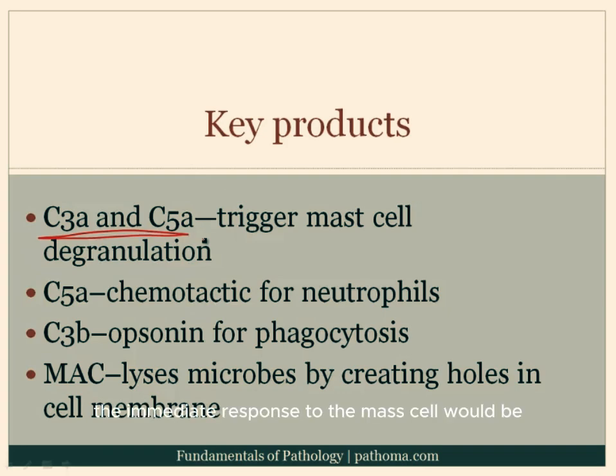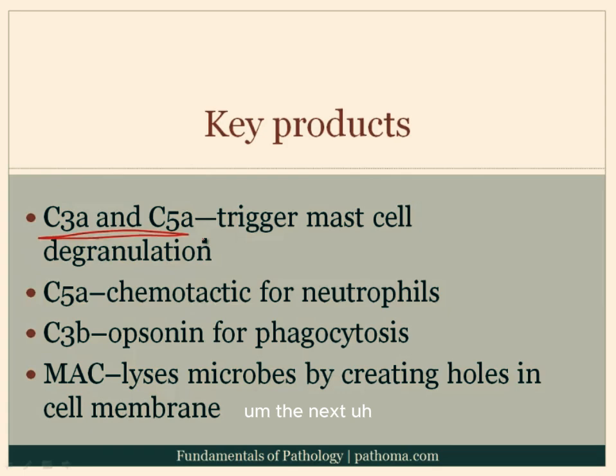The immediate response of the mast cell would be dumping of preformed histamine granules. The histamines mediate vasodilation and increase vascular permeability. And do you remember what the delayed or late response would be? Excellent. Production of arachidonic acid metabolites, in particular leukotrienes. And again, that's the high-yield summary concerning mast cells.